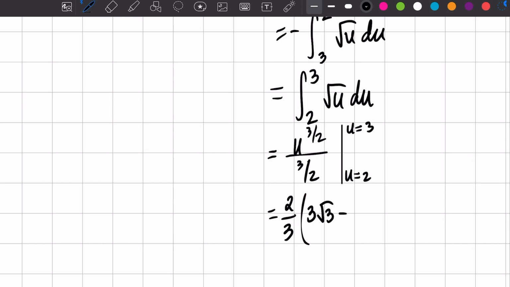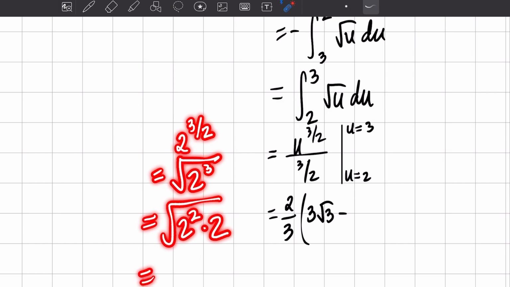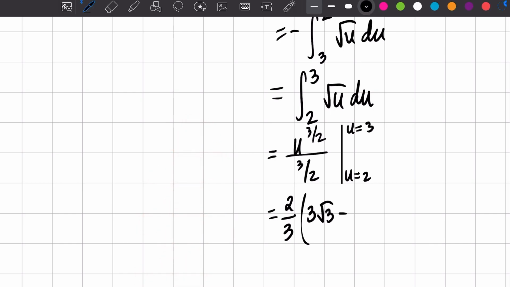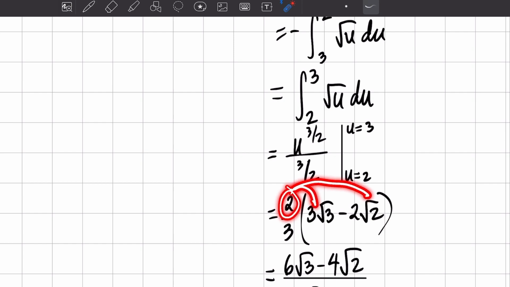Then minus, now for u equals 2, we have 2 raised to 3 halves, which is the same as the square root of 2 raised to 3. The same as 2 squared times 2. So that's 2 square root of 2. And this is just the same as 6 square root of 3 minus 4 square root of 2 over 3. So what we did here is we just multiplied 2 to each term right there.